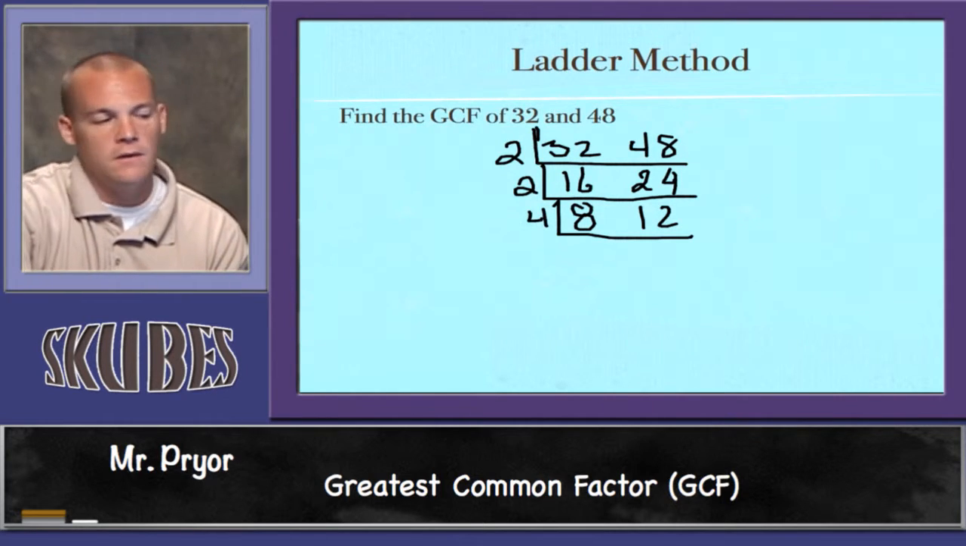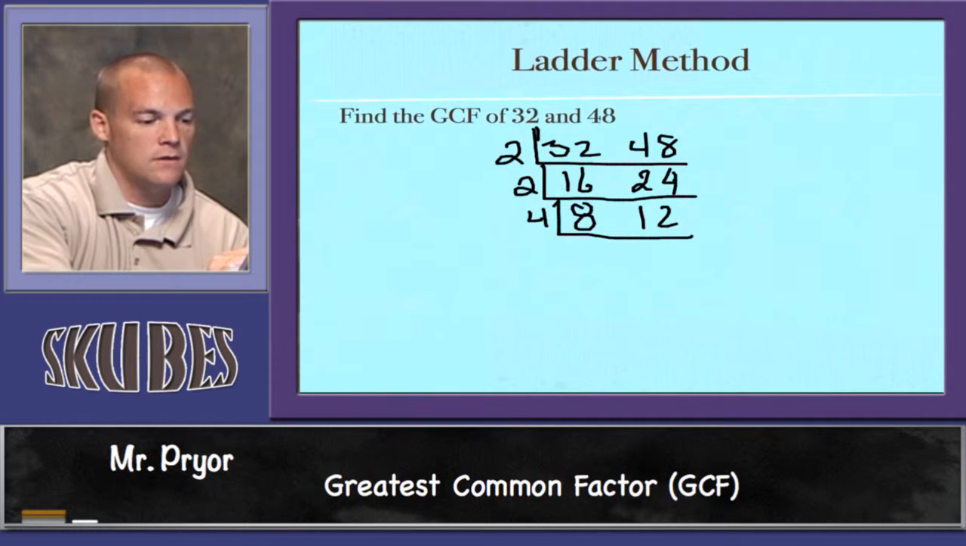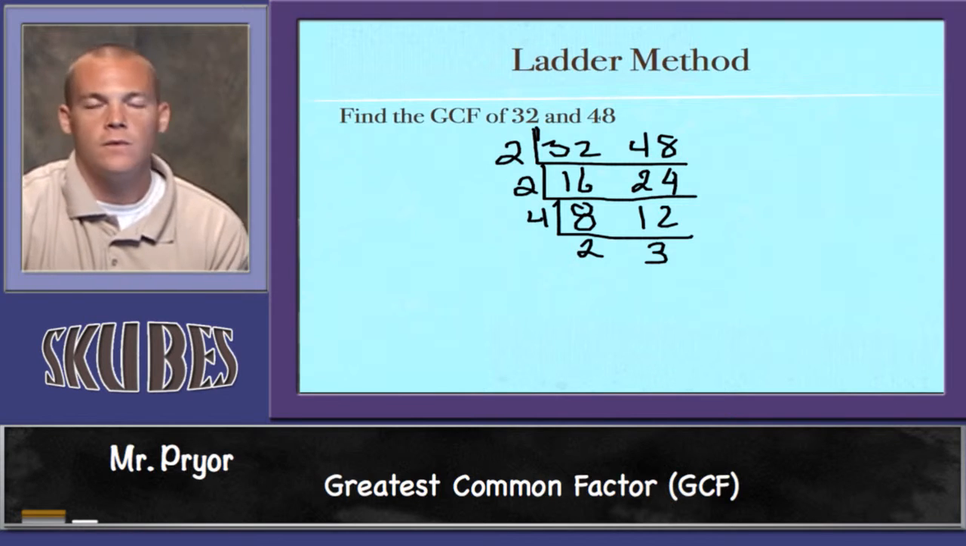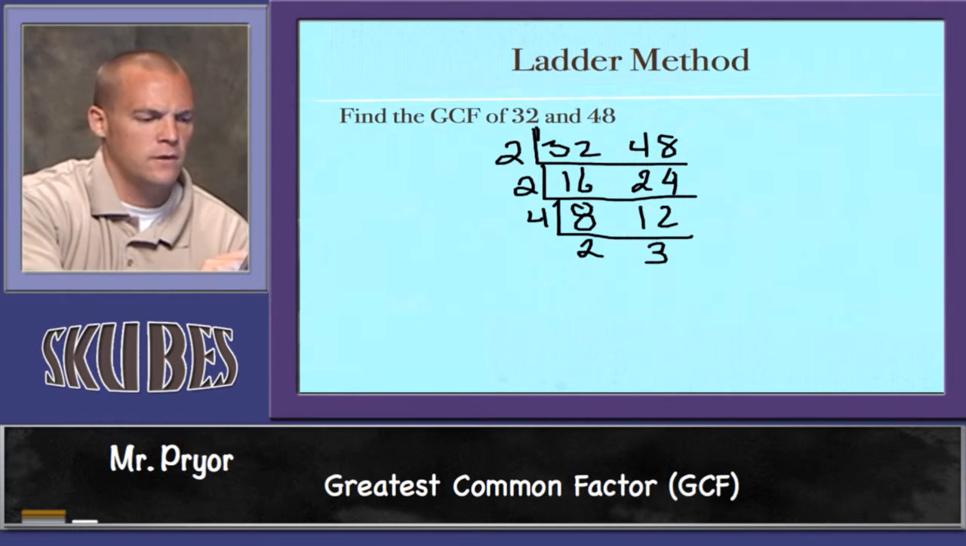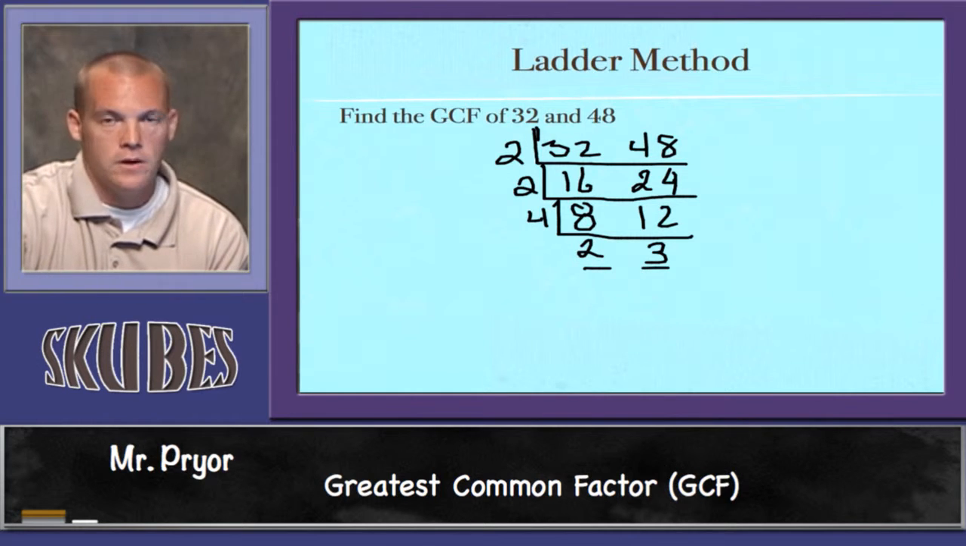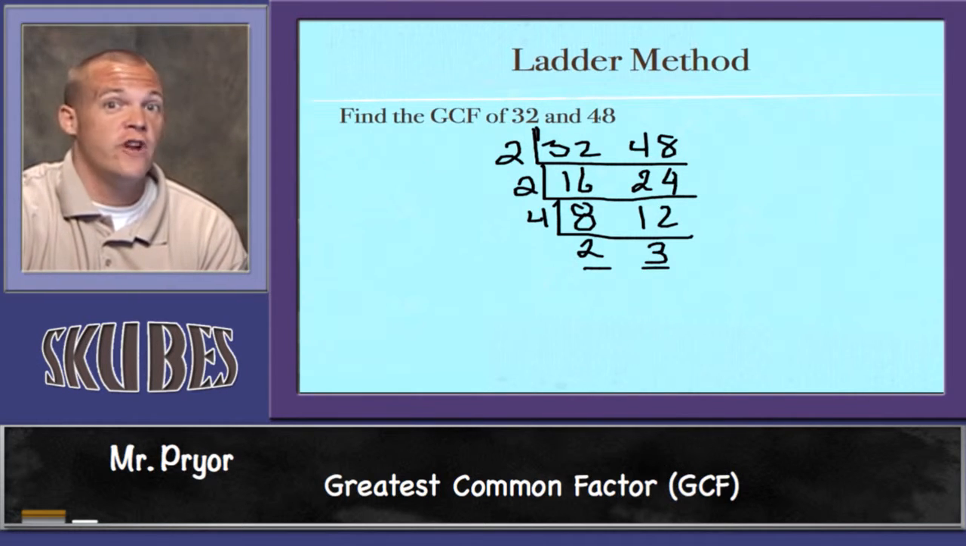4 goes into 8 and 12. So 4 goes into 8 2 times, and 4 goes into 12 3 times. Now look what we're left with, a 2 and a 3. Is there a number that goes into both 2 and 3? No. Okay, so what that means is you're done.